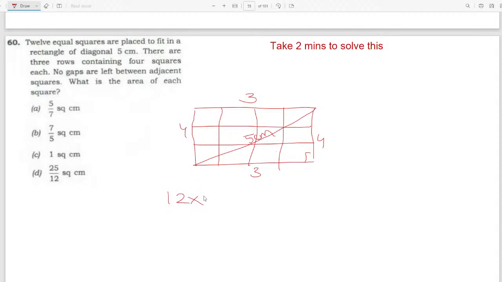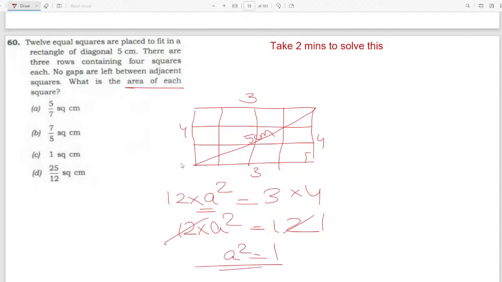We are supposed to calculate the area of each square. The area of one square is a square, so 12 times a square equals the area of the rectangle, which is 3 into 4, that is 12. So 12 a square equals 12, and the area of each square is 1. So the correct answer is option C.